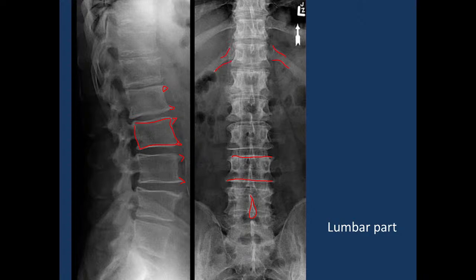and we also see the 12 ribs, which means that if we see the connection with the last rib, then we understand this is the 12th thoracic vertebra, and now is the first, second, third, fourth, and fifth lumbar vertebra.